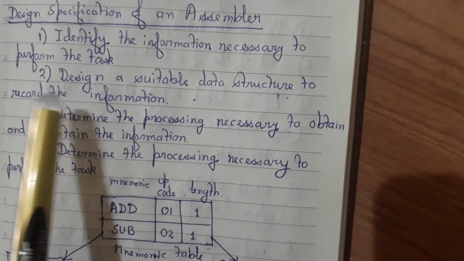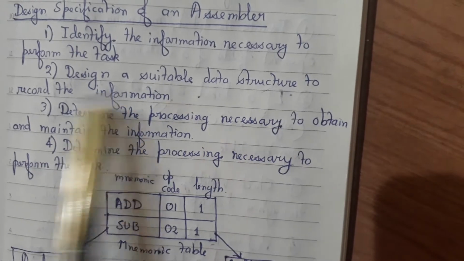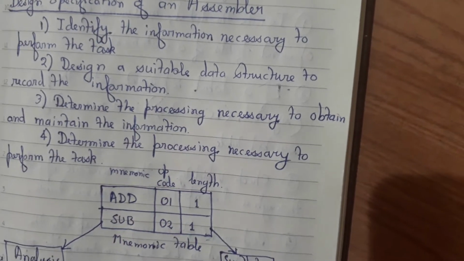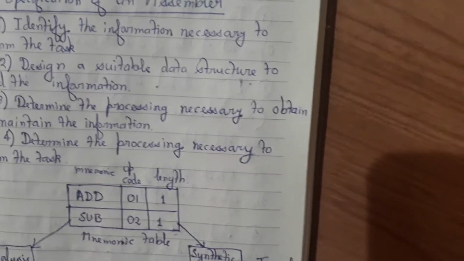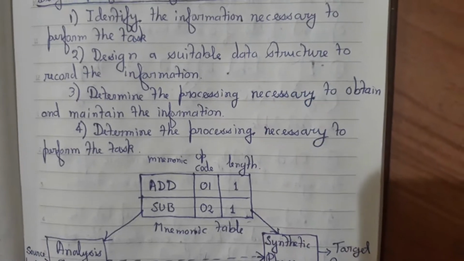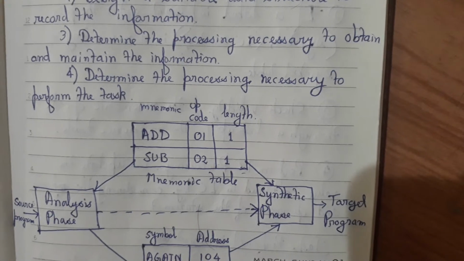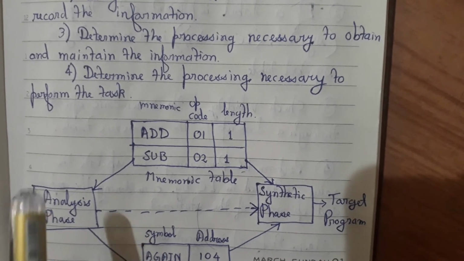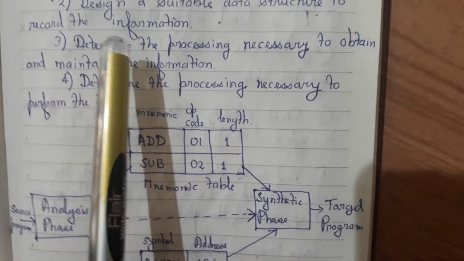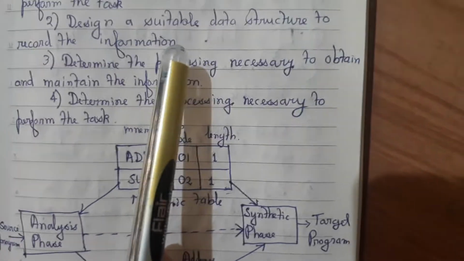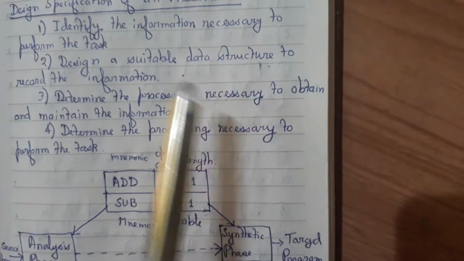Next is to design a suitable data structure to record the information. What other information should be recorded? The other information is the address of the symbols, that means the address of the constants or the address of the variables, that should be stored. So we have to build a suitable table. A data table is also a data structure.